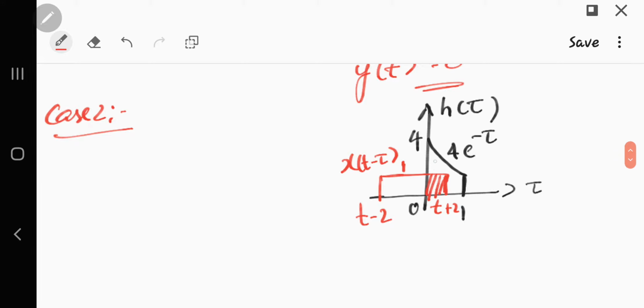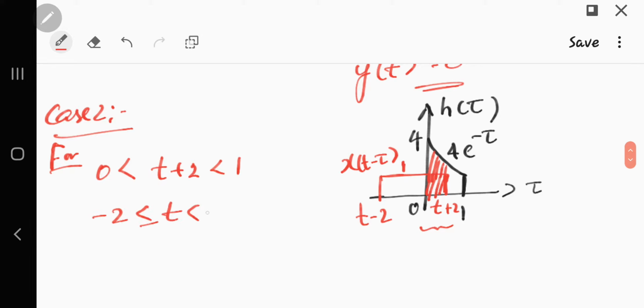Okay, so you should consider this as well. This part is overlapping. Now from where is it overlapping? From 0 to t plus 2, the signal is overlapping. Now how do you define this case? So t plus 2 less than 1 and greater than 0. So that gives you t varying between -2 to -1.